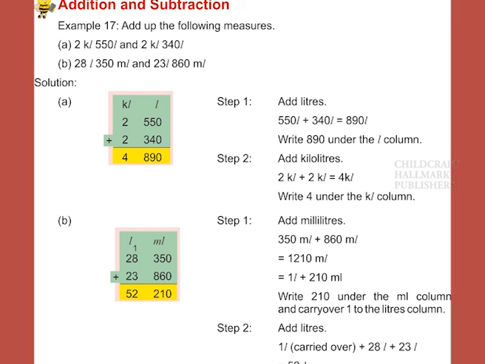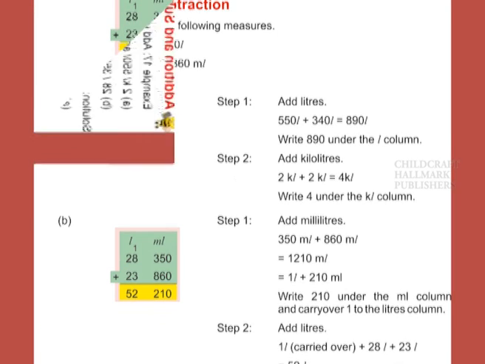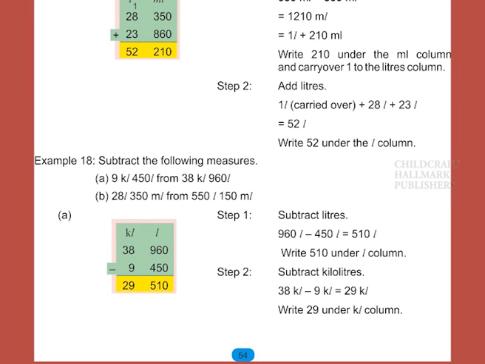Step 1. Add milliliters. 350 milliliters plus 860 milliliters is equal to 1210 milliliters, which is equal to 1 liter plus 210 milliliters. Write 210 under the milliliter column and carry over 1 to the liters column. Step 2. Add liters. 1 liter carried over plus 28 liters plus 23 liters is equal to 52 liters. Write 52 under the liter column.